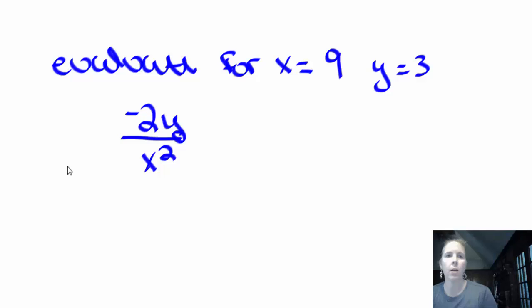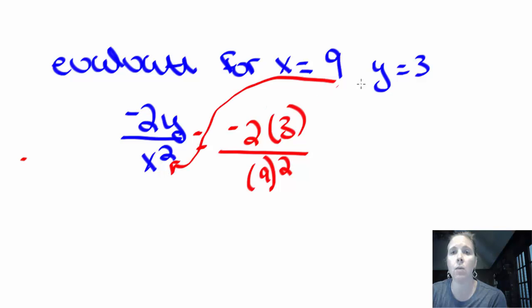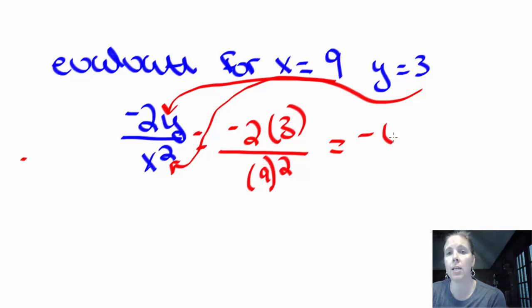I think we might have one more. Okay. Evaluate for x equals 9, y equals 3. So again, we're plugging and chugging. Make sure you put in the parentheses. So -2 times 3 over 9 squared. So this x goes down here and the y goes there. So -2 times 3 is -6.